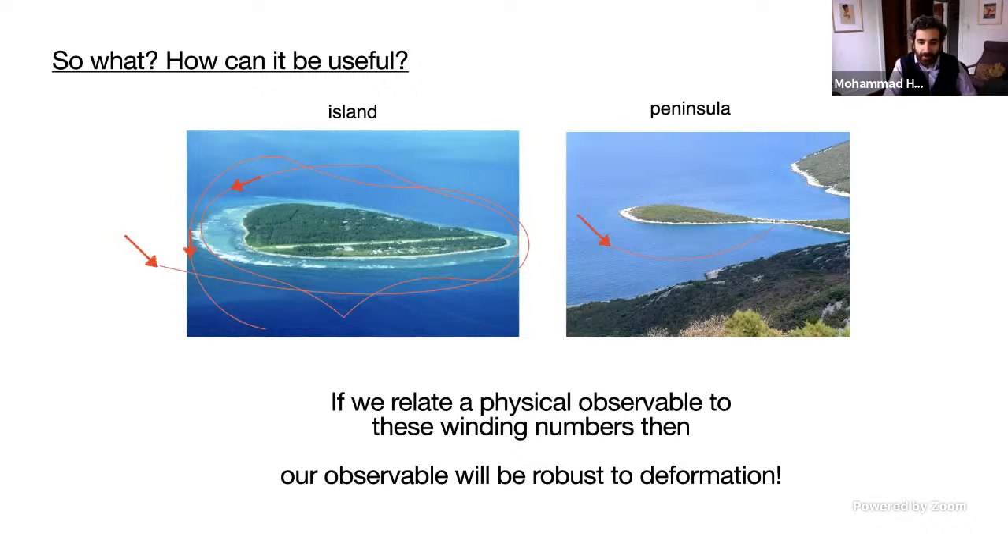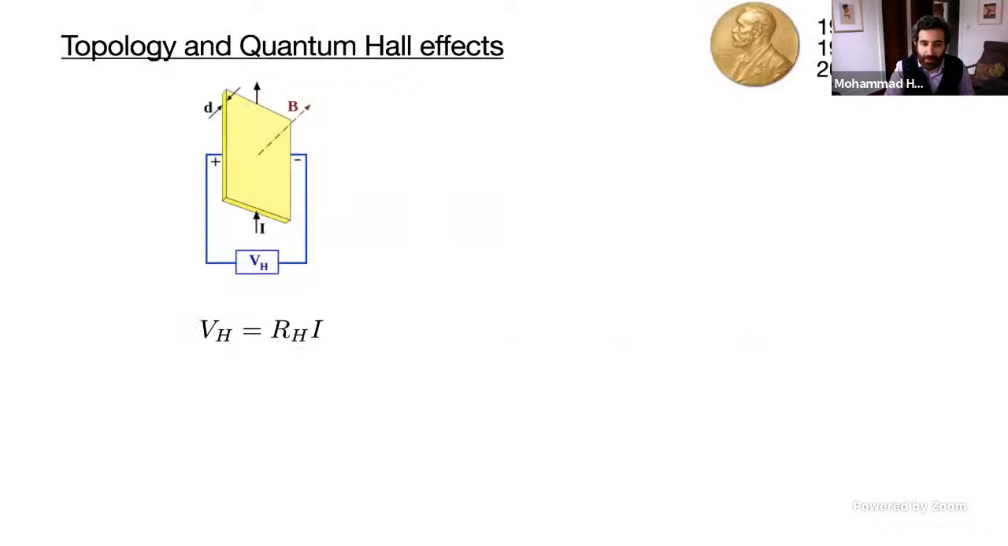So what is the physical consequence of this? If you can relate a physical observable to these winding numbers, those integers, then those physical observables will be guaranteed to be robust against deformation. If we can manage to do that, then we are in gold. We can do something useful. The fabrication disorder, the errors that we have in the system, is not going to play a role in the physical observable that we are measuring.